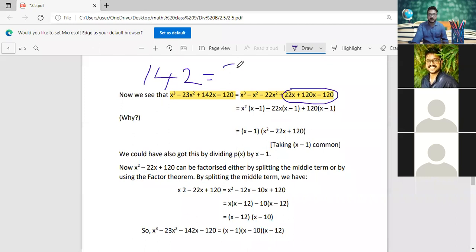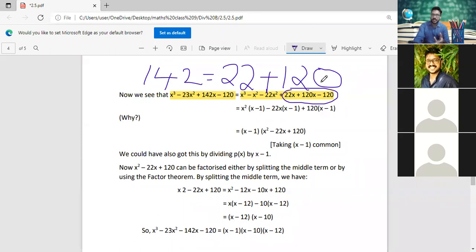You know why we have splitted it like this, 22 plus 120? Can anyone say? Anyone just guess? Is there any possibility why we have splitted like this? Because we can get the common factors. Yes, exactly. Because we want to take the common factor. We want to find common factor. That's why we are splitting the one number 142 as we please, means as we like. Since we want to take common factor, we are doing so.